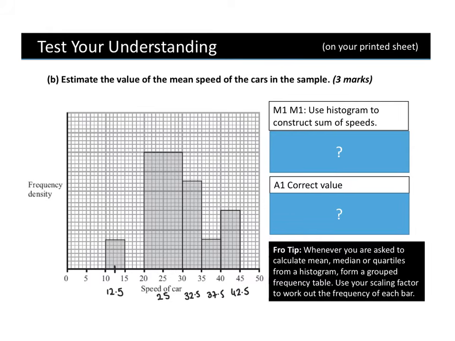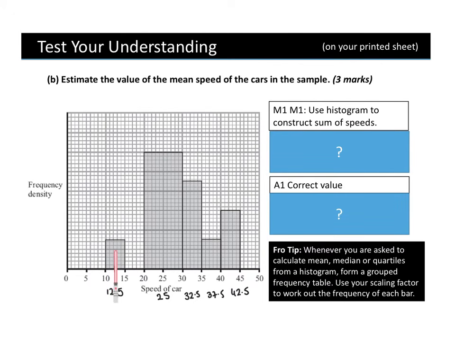Now remember, if we go back to part A, we worked out that this was 5 times 1.5, so this was 3. Okay? No. What was the scale?